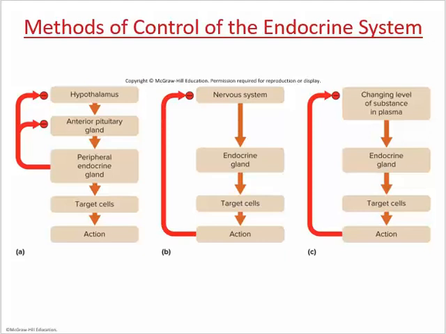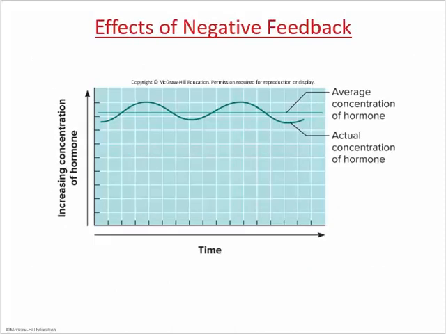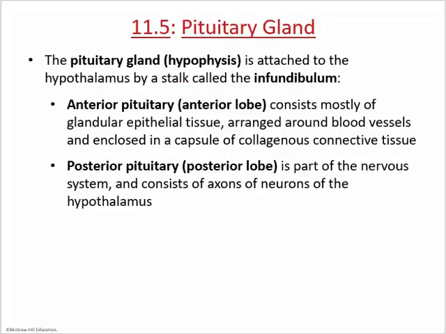Again, negative feedback. Three methods: glandular, nervous, and the substance in the plasma. All of them negative feedback. So that's how you understand negative feedback, and average concentrations stay about the same.